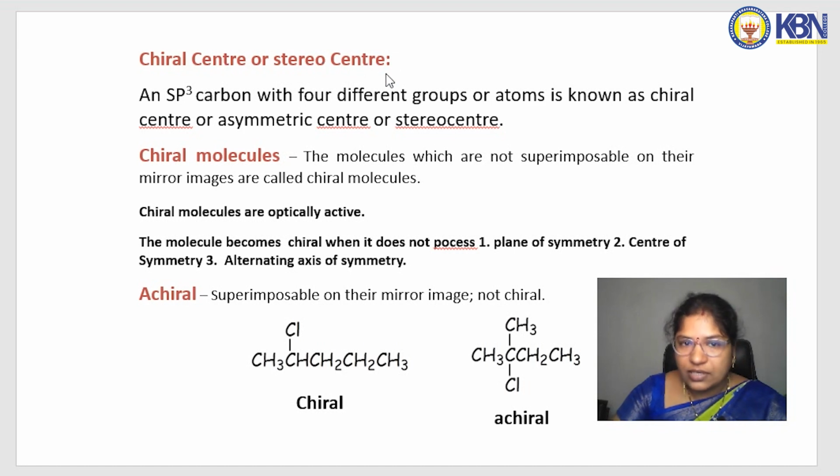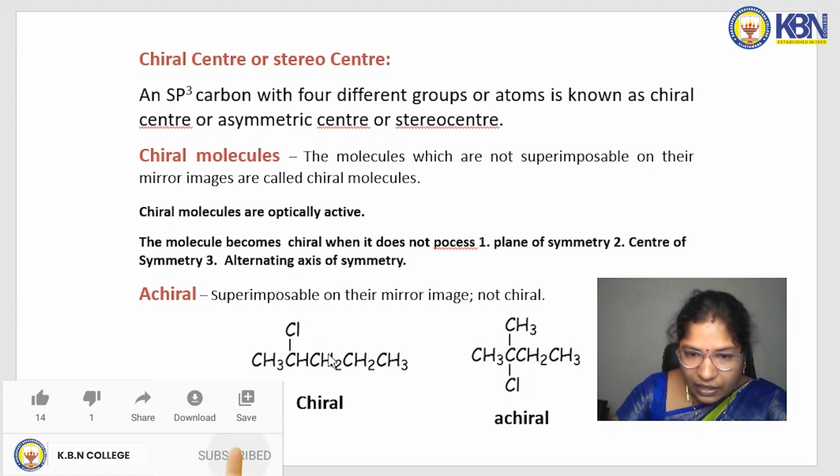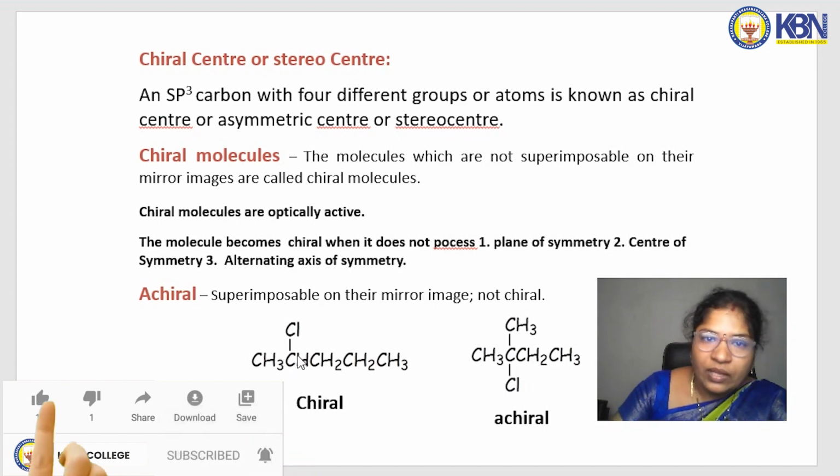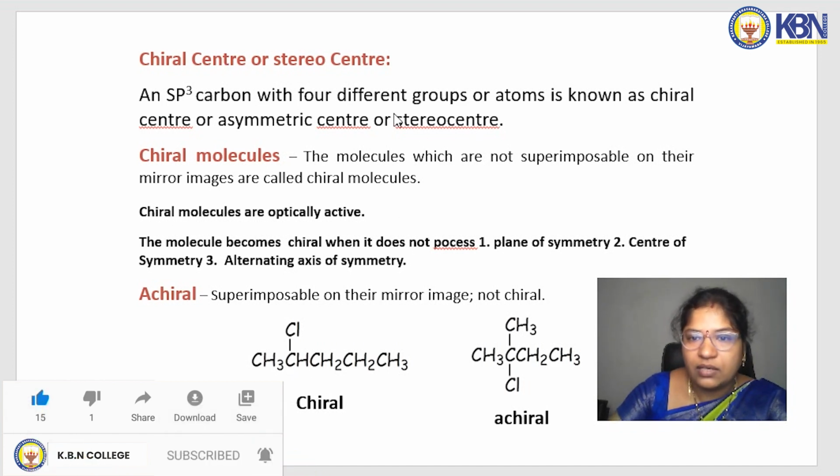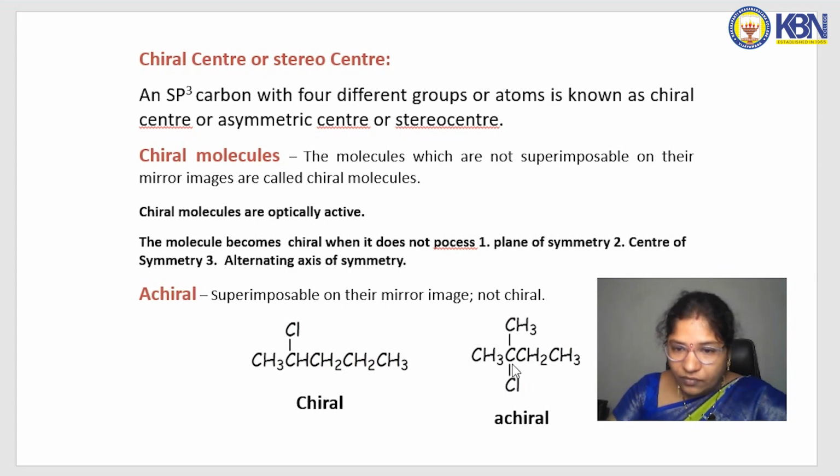Next, chiral center or stereocenter. An sp3 hybridized carbon with four different groups or atoms is known as a chiral center, asymmetric center, or stereocenter. This carbon contains chlorine, methyl, propyl and hydrogen. This sp3 hybridized carbon is said to be a chiral carbon, asymmetric carbon, or stereocenter carbon. This compound is achiral because this carbon is bonded with a methyl group here and also a methyl group here, so it is said to be achiral.